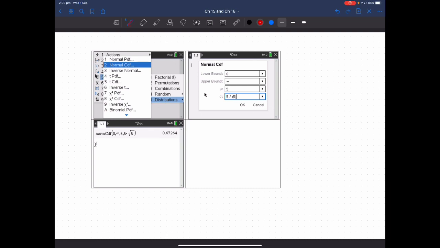Here I am showing you the steps on the calculator. Select the normal cumulative distribution function. From there, the lower bound is 0 because we want to be bigger than 0. The upper bound is obviously infinity. The mean of this normal distribution was 5, and the standard deviation was 5 root 5. You could have written the square root of 125 in there. Click OK, and you now get your answer.